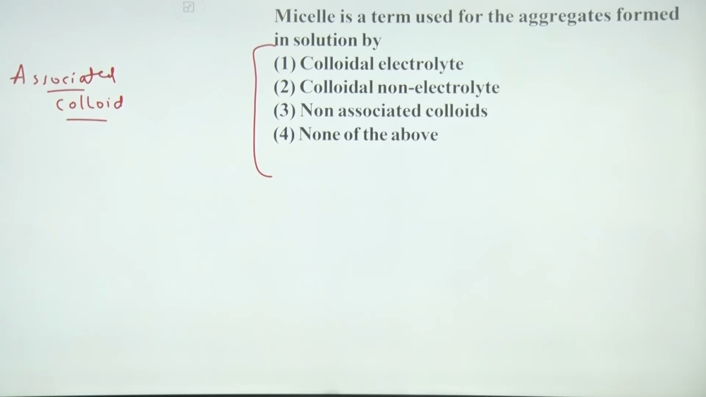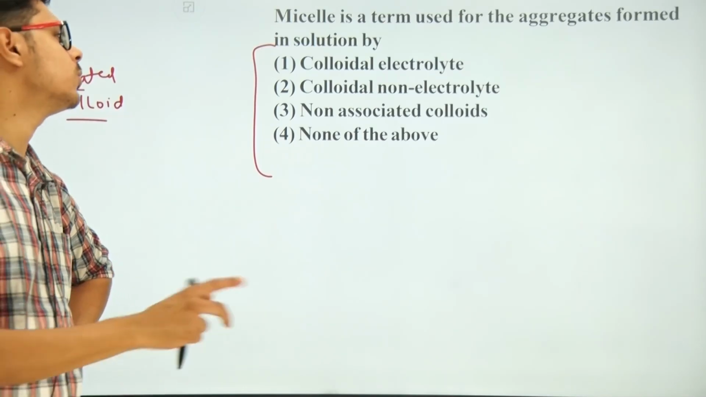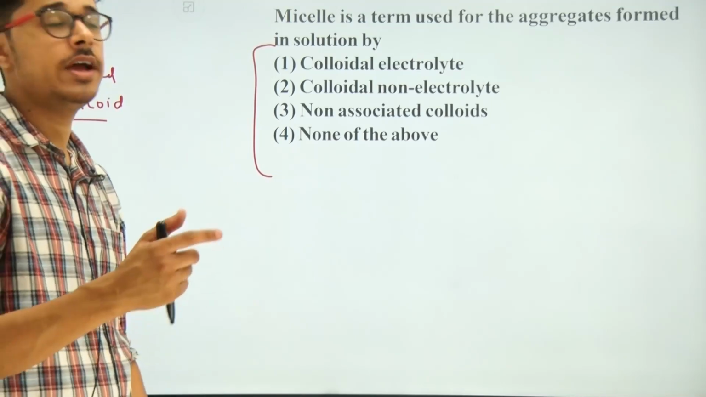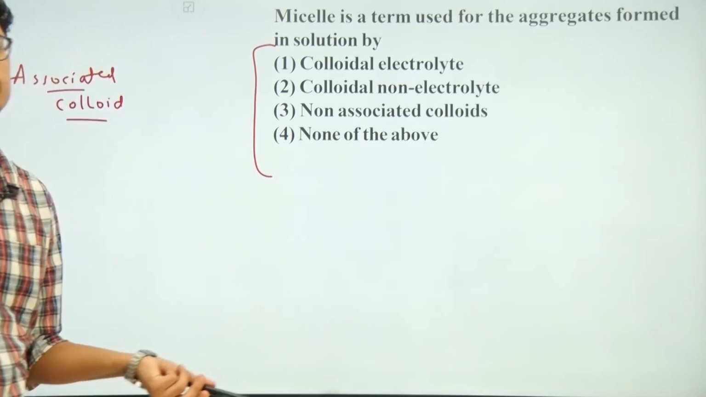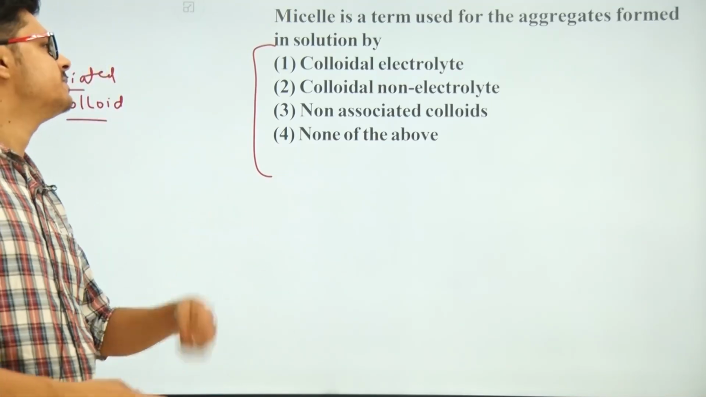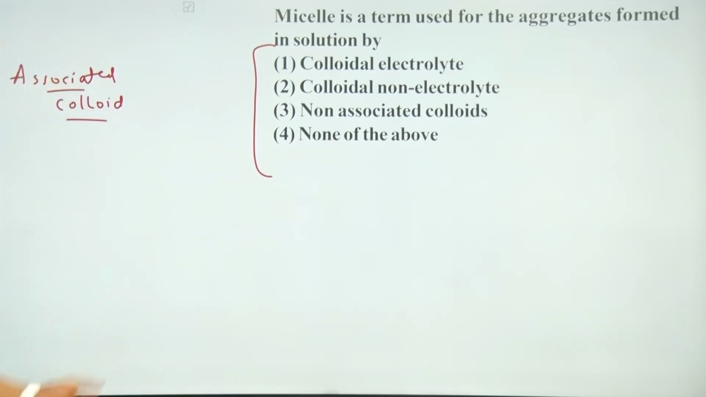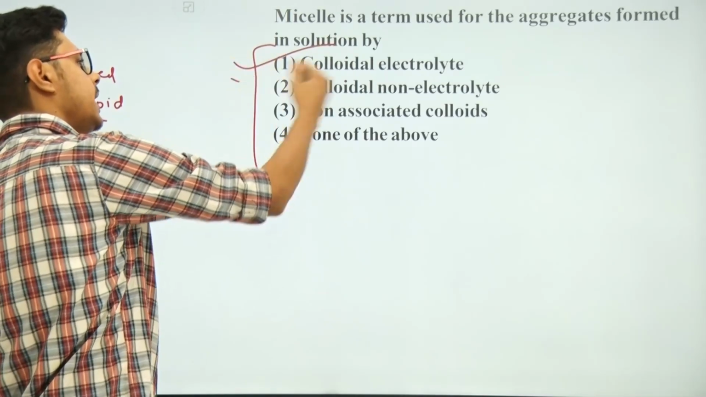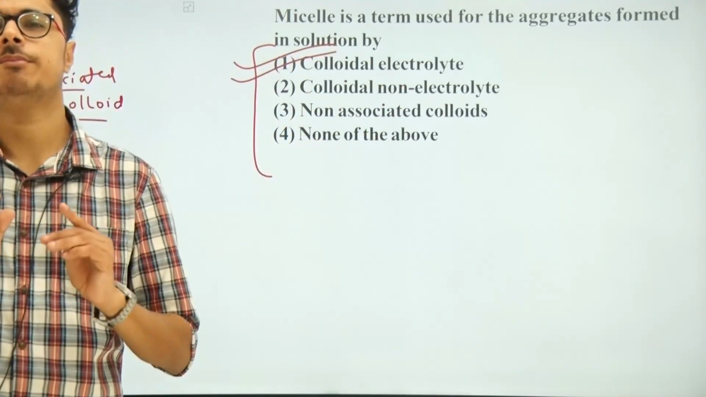So here if we talk about micelle, some substance which at lower concentration behaves as a normal strong electrolyte, but at higher concentration they exhibit colloidal behavior due to formation of aggregates. Okay, and the aggregates thus formed are known as micelle. So here micelle is a term used for the aggregates formed in solution by colloidal electrolyte. Here our correct option will be option number 1.